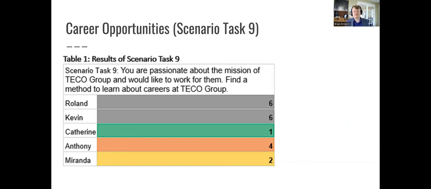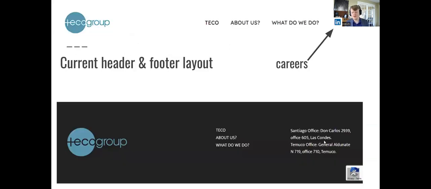That being said, Catherine and Miranda found it relatively quickly. Miranda looked around on the website trying to find a more clear direct link to careers, and then ended up going to LinkedIn. But Catherine, it seems that she has done this before and has a habit of looking for careers in LinkedIn. So let's look at what it currently is.